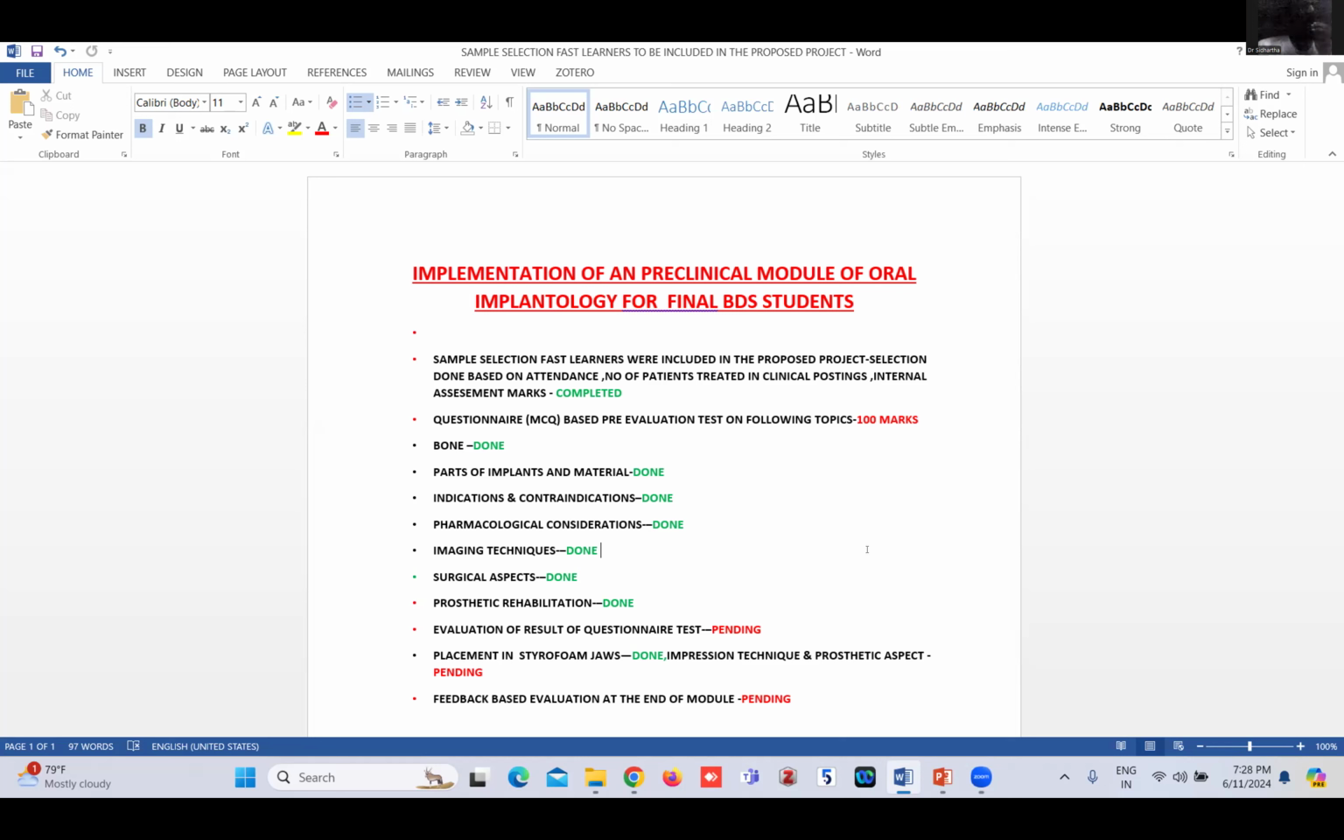Once that was over, I gave them a demo on styrofoam jaw sets on how to do the placement of implants. Only the impression technique and prosthetic part is pending because they have internals due. Madam, I'm having a problem in fabricating the questionnaire for the feedback-based evaluation.